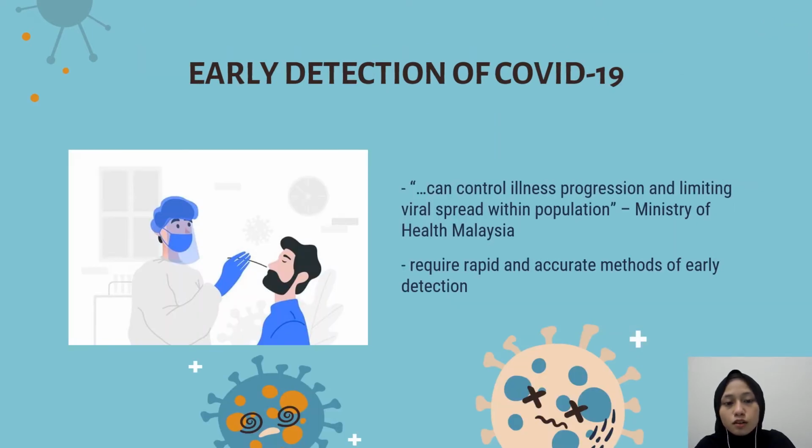According to the Ministry of Health Malaysia, early detection is also vital in controlling illness progression and limiting virus spread within the populations. Thus, a rapid and accurate method of early detection is vital to contain COVID-19 and prevent further spread, as well as predict subsequent infection waves of viral recurrence in the future.